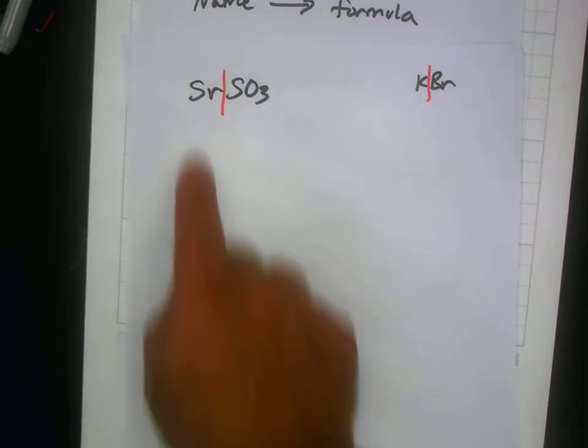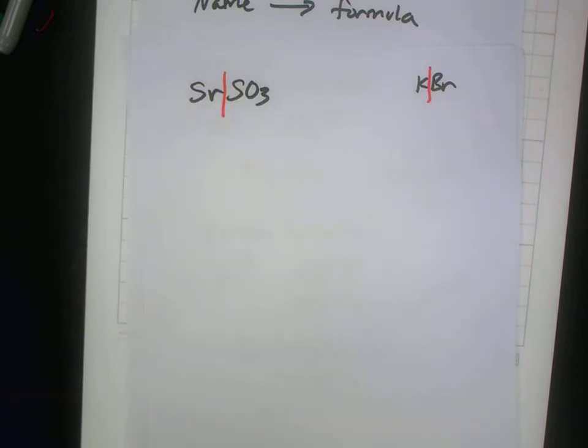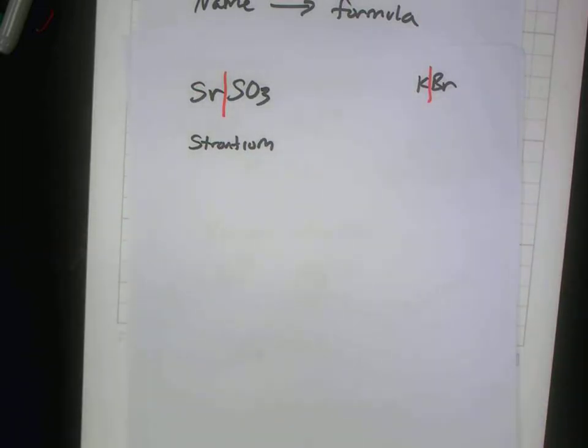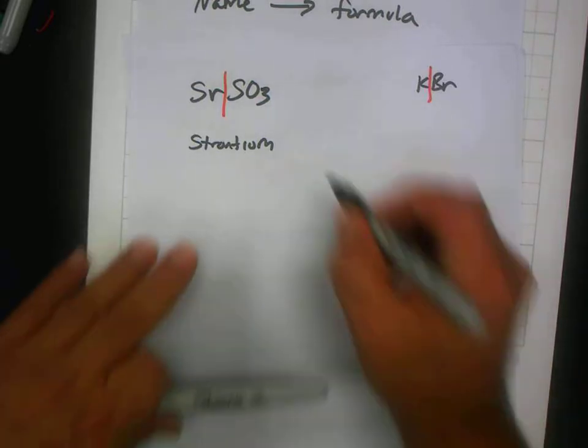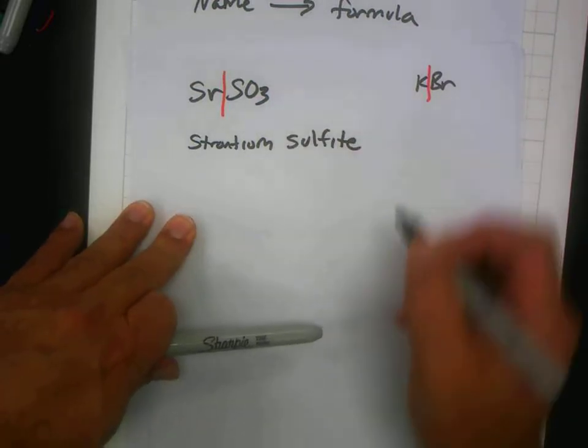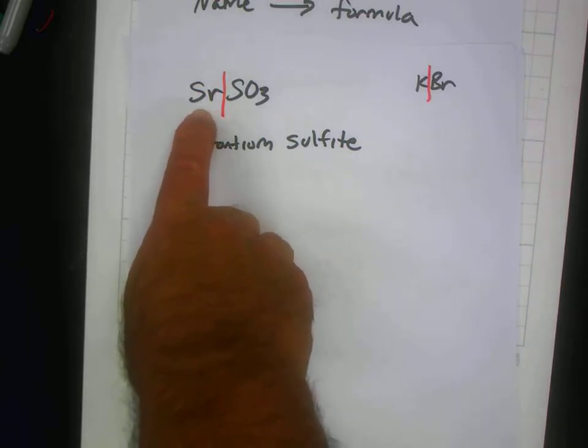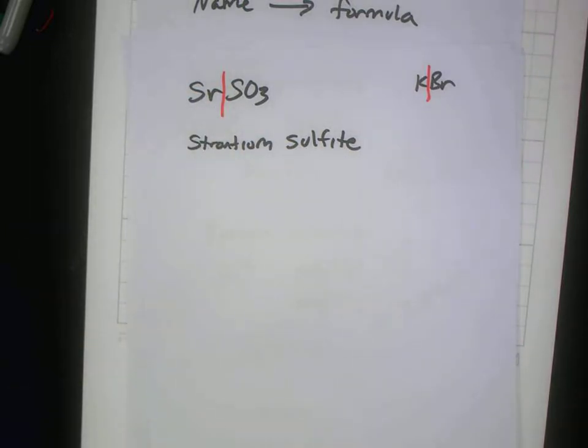So the way you name this is, well, Sr is just strontium, so you name it strontium. And SO3, you find SO3 on this chart right here, and it's named sulfite. So you just write the name of that one, strontium sulfite. And that's it. Okay. So it's just strontium sulfite. The key is trying to figure out how you divide this compound. But really, the first element is usually a metal, and the metal is separated from everything else.